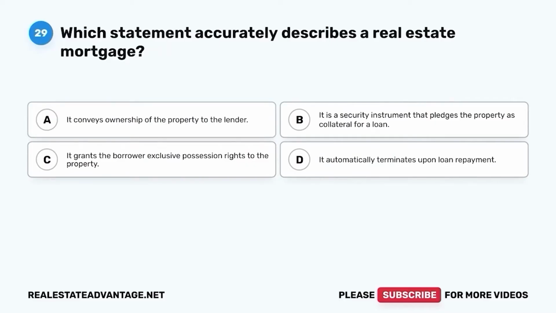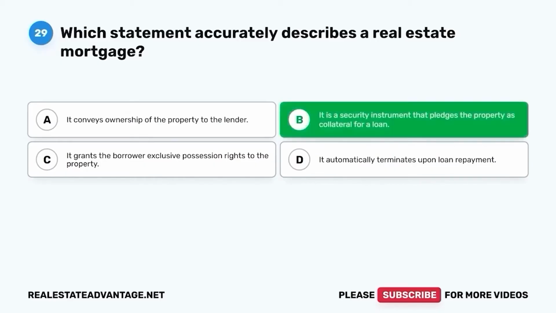Question 29. Which statement accurately describes a real estate mortgage? A. It conveys ownership of the property to the lender. B. It is a security instrument that pledges the property as collateral for a loan. C. It grants the borrower exclusive possession rights to the property. D. It automatically terminates upon loan repayment.